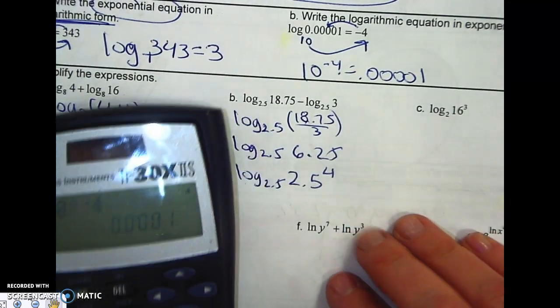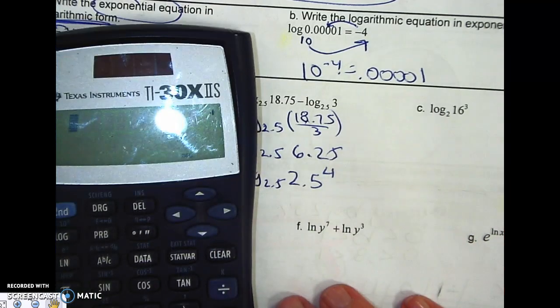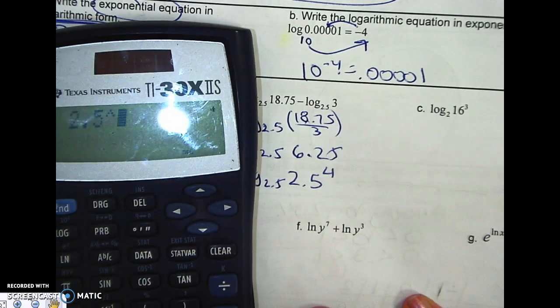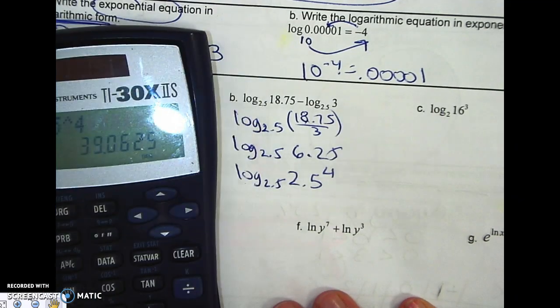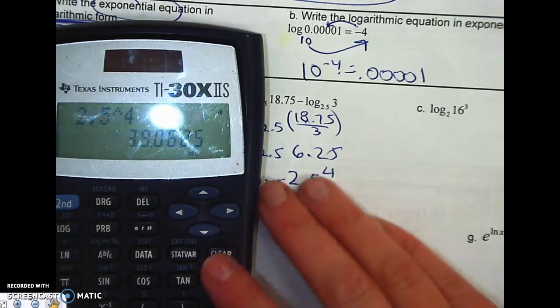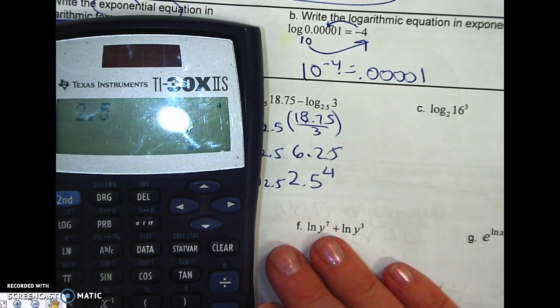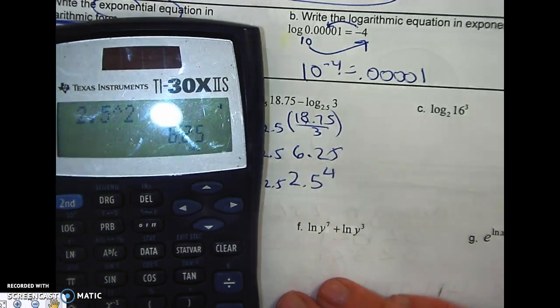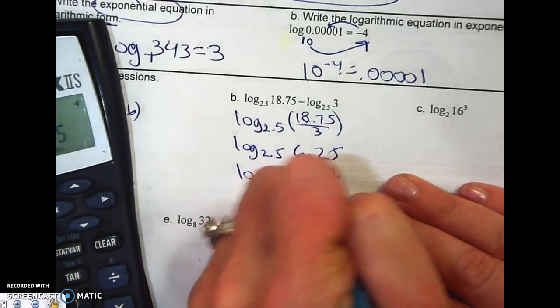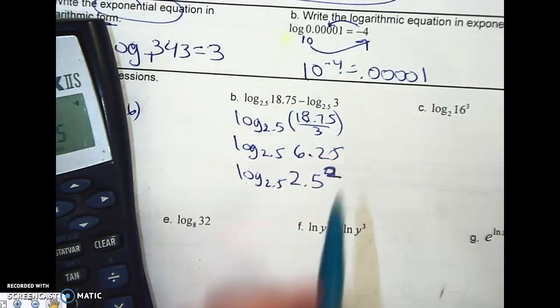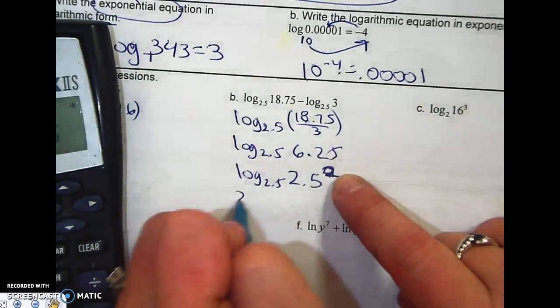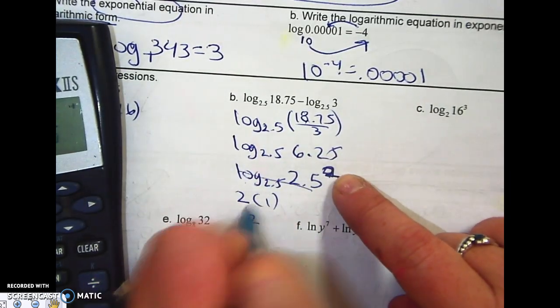Actually, I think that's off. I think my decimal was off. Let's see. Okay, uh-oh. That one didn't work. Oops, I was thinking of something else. So it's 2.5 squared. Just kidding. I was thinking of 5. So now the little turns big, and 2 times 1 is 2.